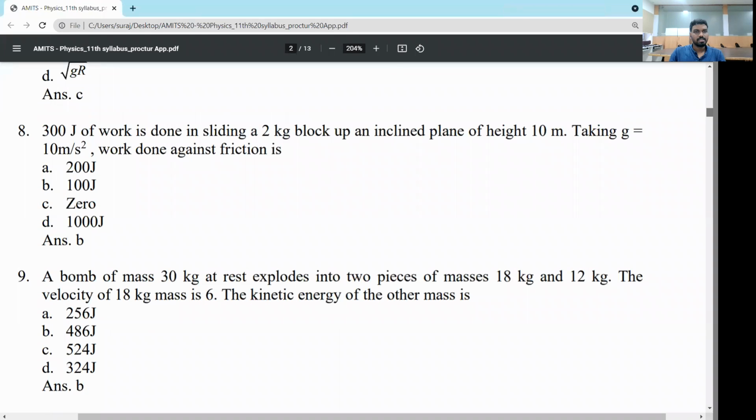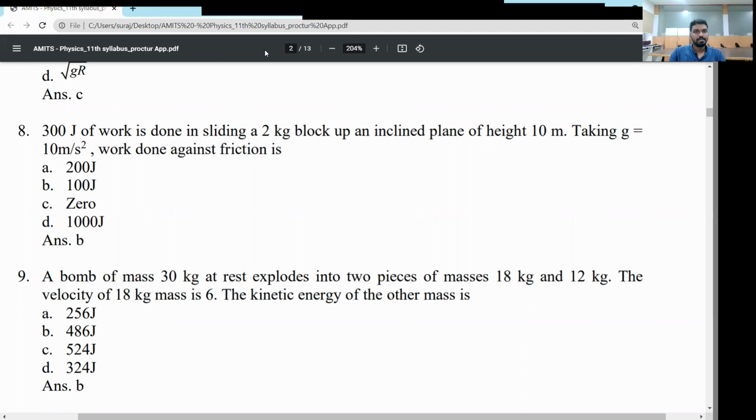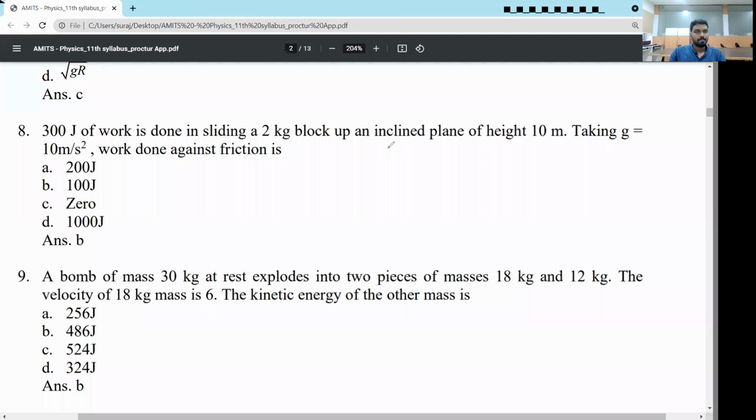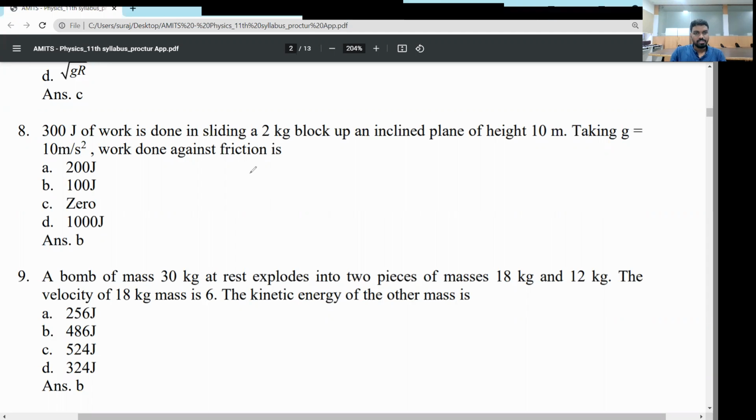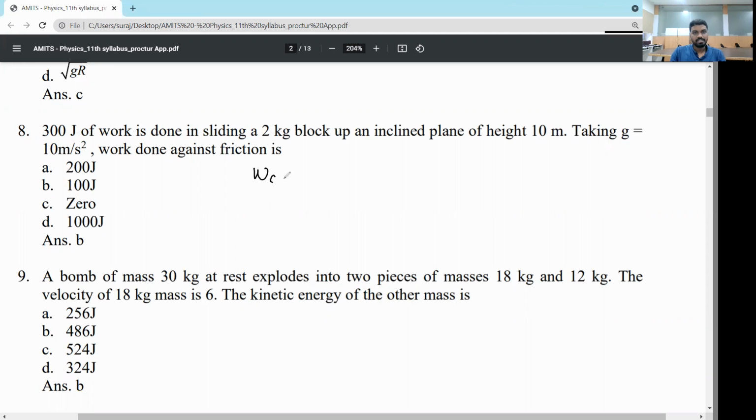Next, question number 8. 300 joules of work is done in sliding a 2 kg block up an inclined plane of height 10 meters. Work done against friction? So this is an important question. This is the work energy theorem: work done by conservative plus work done by non-conservative plus work done by external equals change in kinetic energy. Work done by external force is 0. There is no external agent here.